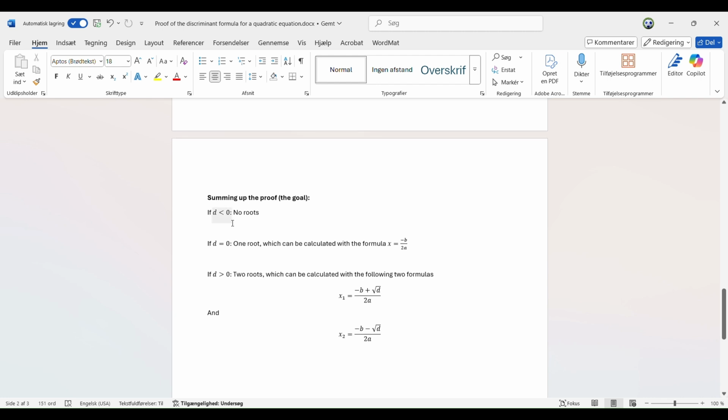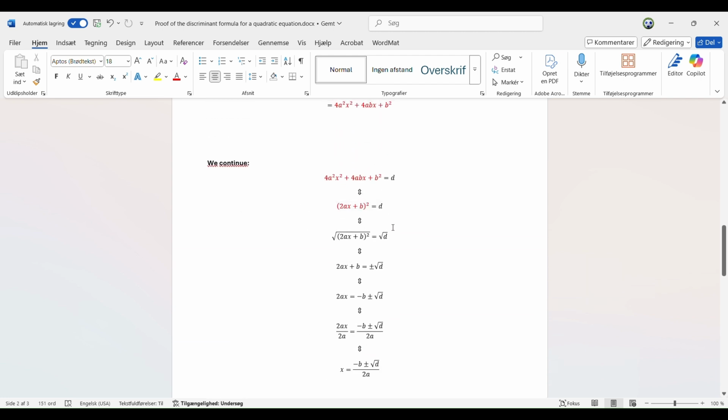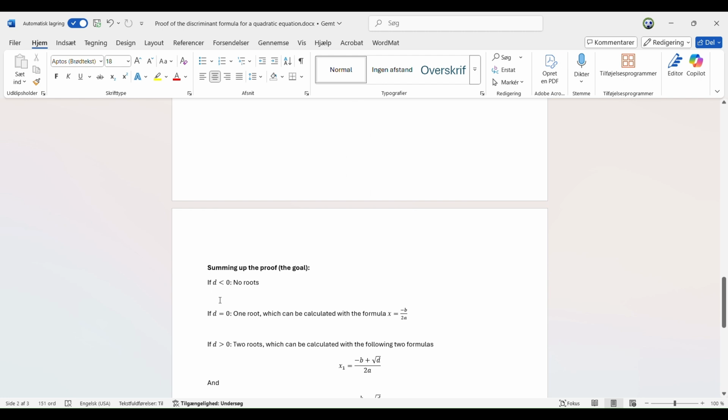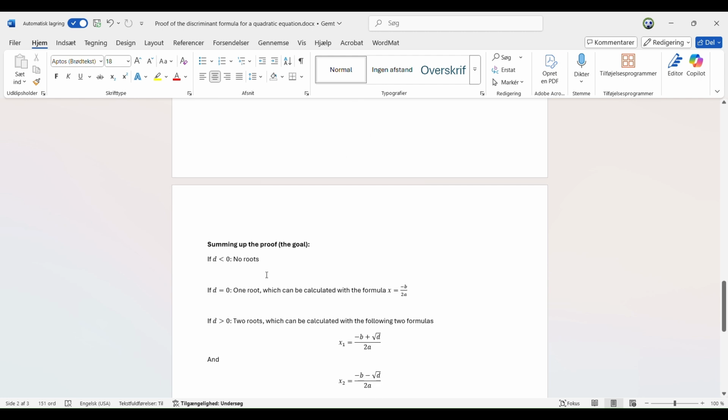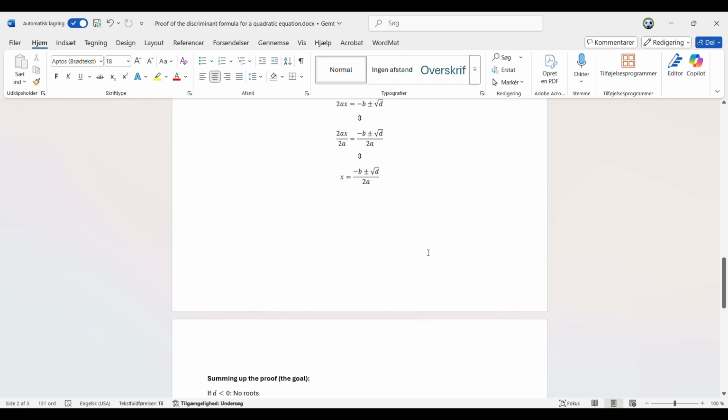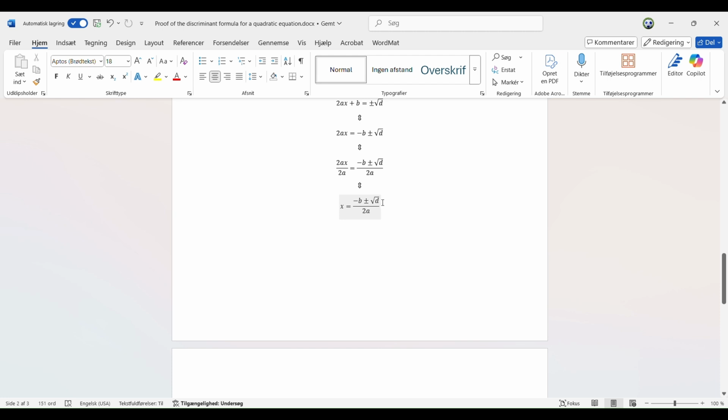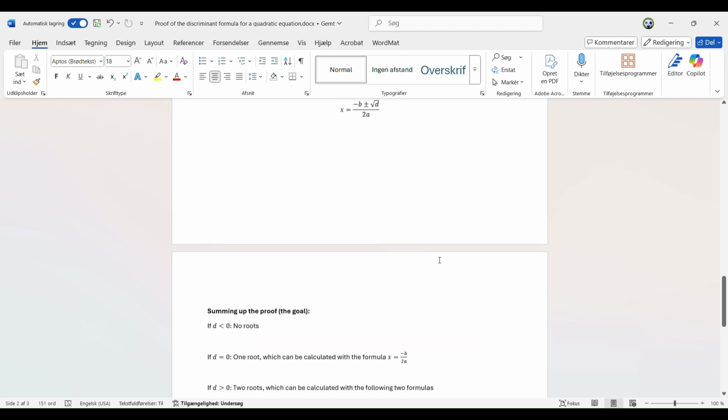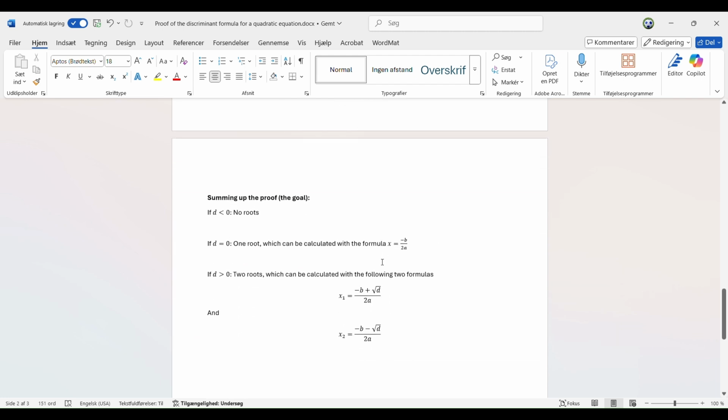So to sum up, if d was less than 0, we have got no roots. We have got no x's that would make this equation up here true. So if our discriminant is less than 0, we've got no roots, no solutions to our equation. If d is equal to 0, we've got one root, and that one root can be calculated by this formula. Just look at this formula and put in a 0 on d's place up here, and we can see plus minus the square root of 0. That just gives us 0. So it's going to end up with minus b over 2a. So this is our formula for the occasion that d is equal to 0.